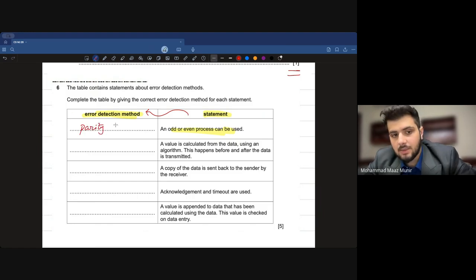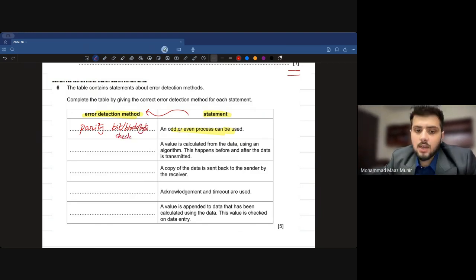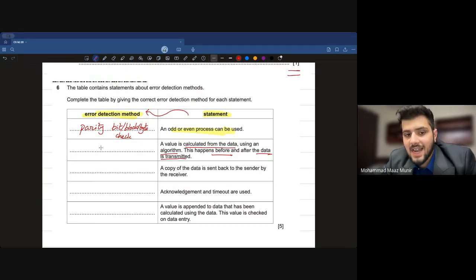So you can say parity bit, block, byte, but the main word is going to be parity check. Then the second one says a value is calculated from the data using an algorithm, and this happens before and after the data is transferred. So this is exactly the representation of the error detection method with the name checksum.